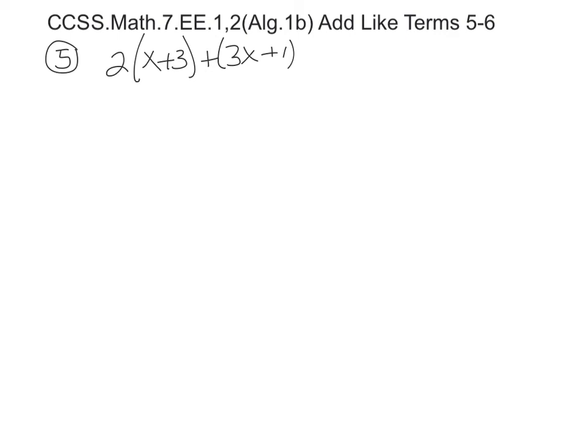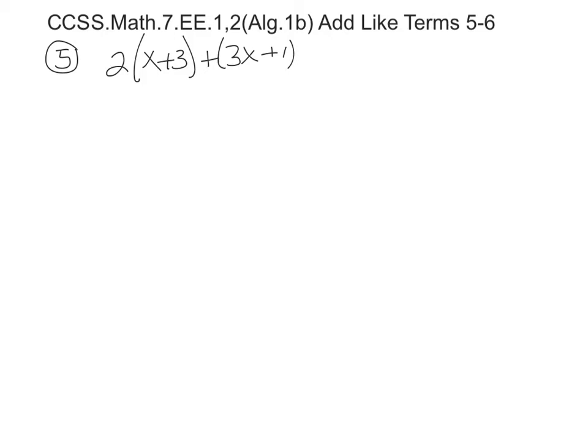Common Core State Standards, Math, 7th grade, Expressions and Equations 1 and 2, Algebra 1B, and we're adding like terms. So we have two problems here, and it's getting harder, but you guys are getting smarter, so that's okay. So we have 2 times (x plus 3) plus (3x plus 1).